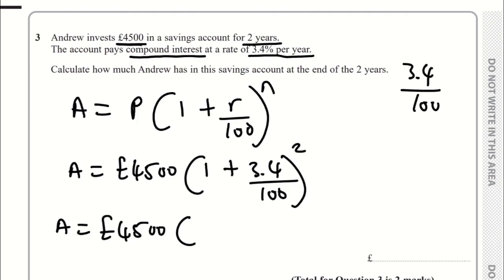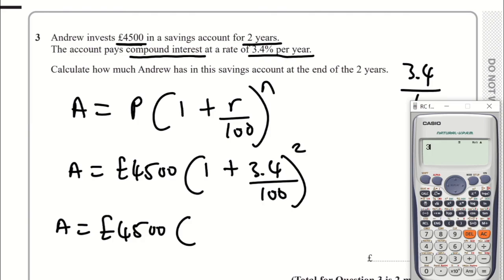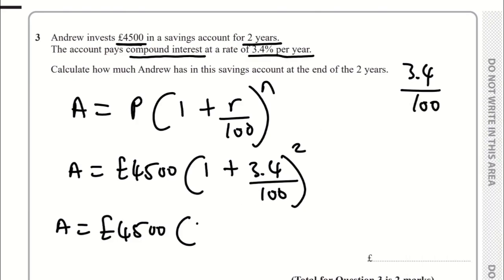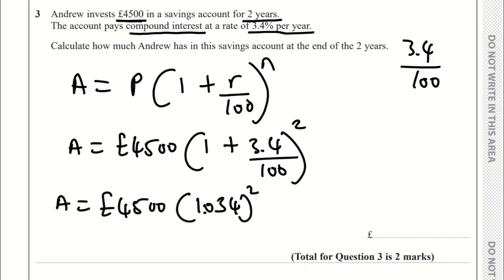Okay, so 3.4 divided by 100 is going to be what? We can use a calculator to save time. You don't need to be afraid of using a calculator. 3.4 divided by 100 is 0.034. Plus 1, so let's add 1 to it. That's going to be 1.034. Now there's a squared here, so it's 1.034 squared.